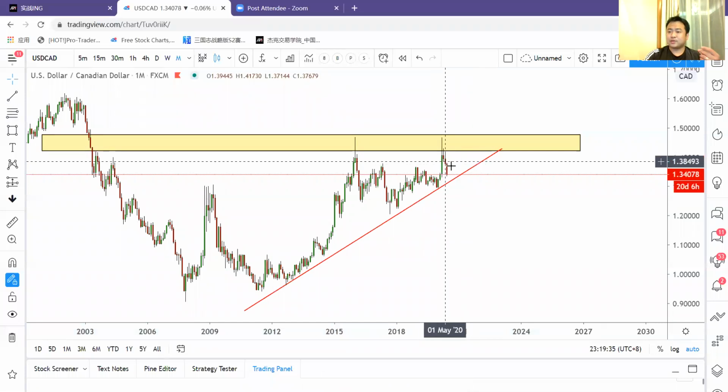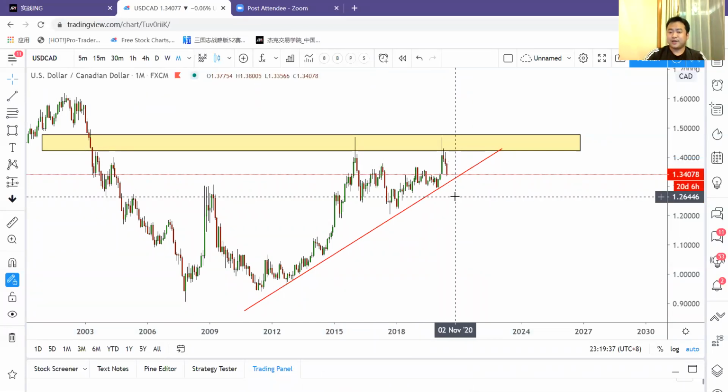If this trend line was broken in monthly chart, guess where will the dollar Canadian fall to? Make your brainstorm, run your full imaginations. Anyone can give me any point? Just give me one.